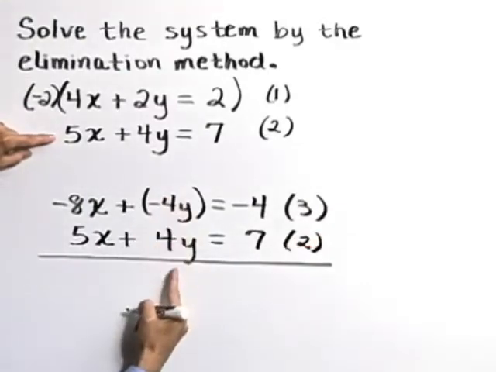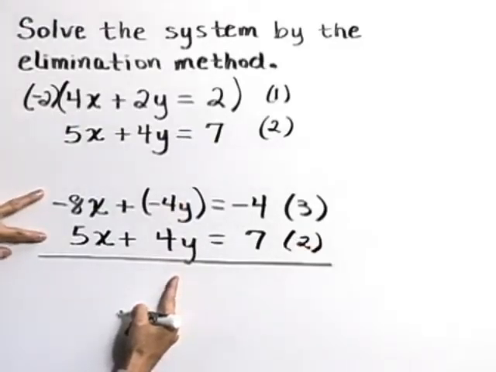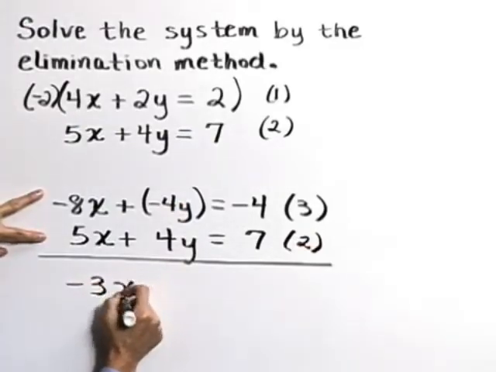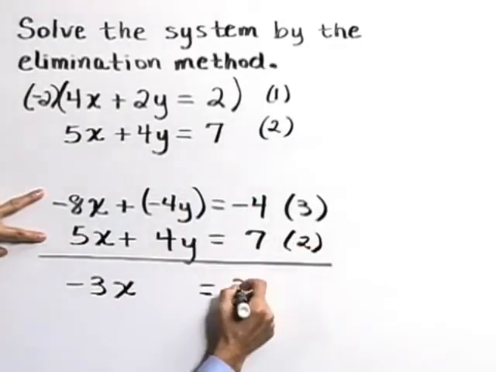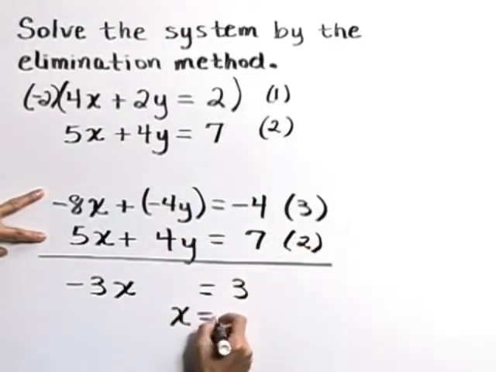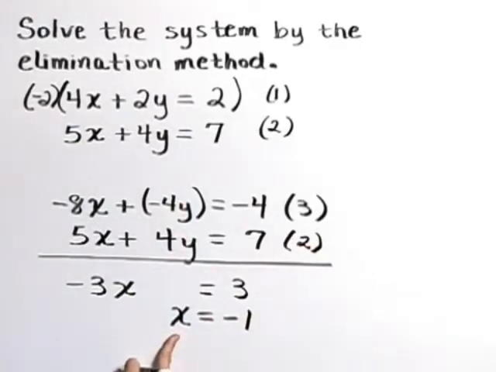Now if we add, our y variable is going to cancel out. Adding our x variables, over here we get a negative 3x, and that's equal to 3, or x is equal to negative 1. We're halfway there. Now we want to solve for y.